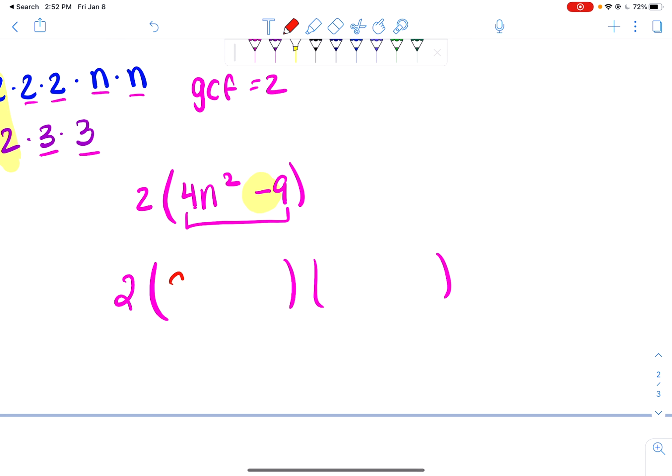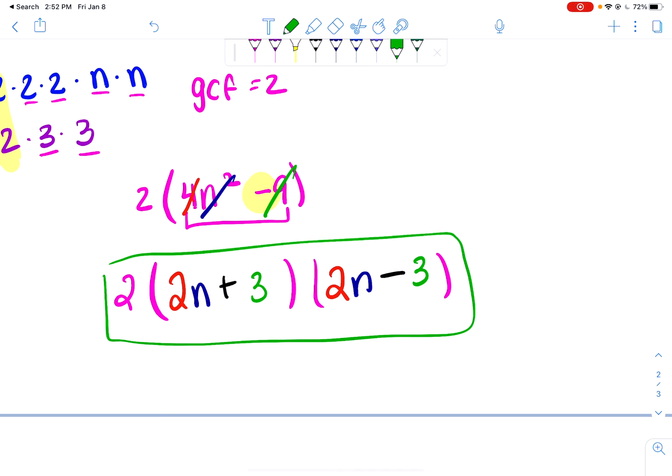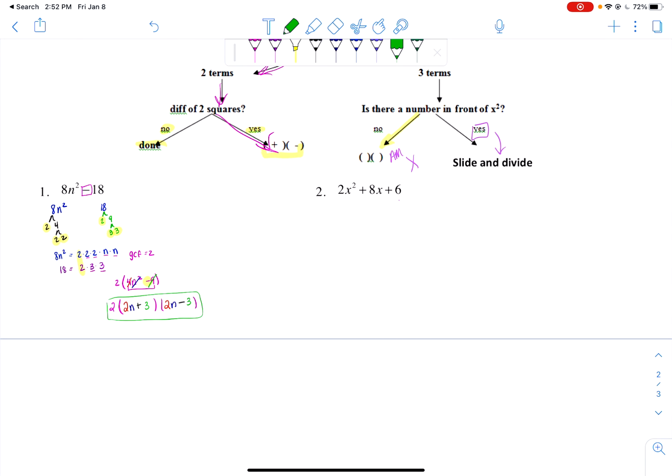What makes 4? 2 and 2. Done. What makes n squared? N and n. Done. What makes my minus? Well, it's a plus and a minus. And then what makes 9? 3 and 3. This is your final answer. That is factoring completely. It's going to be very, very long. It's going to be very lengthy, but it's going to be 100% correct.